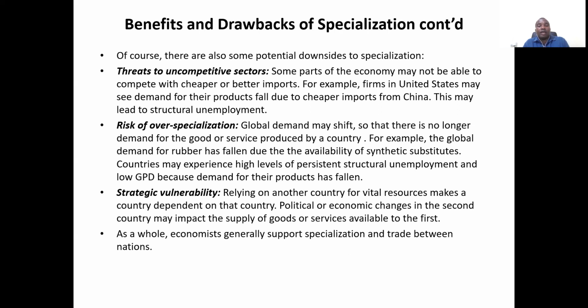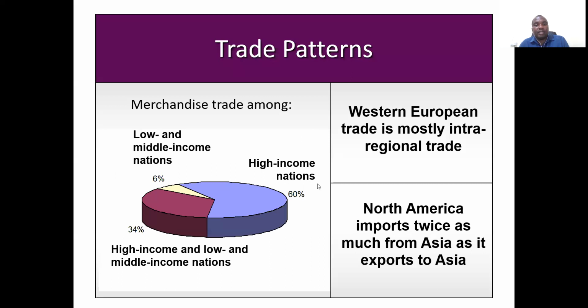leads to the collapse of certain industries, like the demand for rubber was superseded by the availability of synthetic substitutes, which undermined industries that produce rubber. Strategic vulnerability: relying on another country for vital resources makes a country dependent on that country. And then with that comes political manipulation.